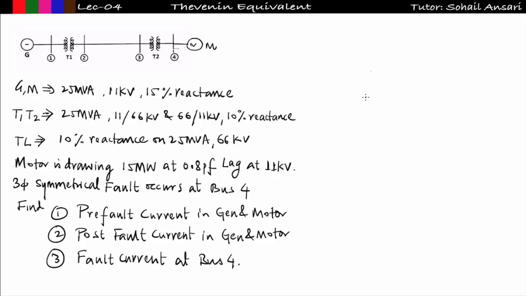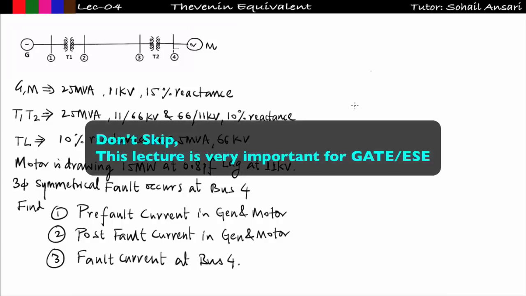Now in this lecture we will move forward and solve one question of three-phase symmetrical fault, and we will see the different types of fault current: pre-fault current, post-fault current and fault current at that bus. Try to watch from start to end. At the end I will give you the concept of how to reduce any kind of complex circuit within a fraction of a second and how to find the fault current just by using the Thevenin equivalent circuit. All these things we will discuss in this lecture. So let's get started.